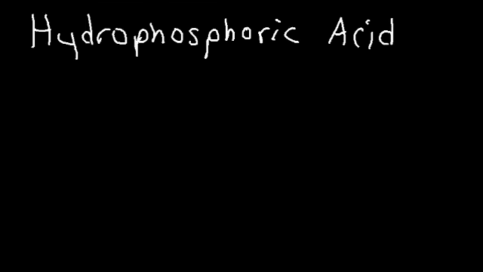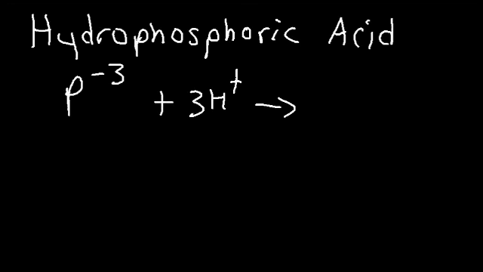Now what about hydrophosphoric acid? If you see the word hydro, that means it comes from a monoatomic ion as opposed to a polyatomic ion. So it comes from phosphide, which is P with a -3 charge, and we have to add 3 hydrogens to it. And so the formula is going to be H3P. That's hydrophosphoric acid.